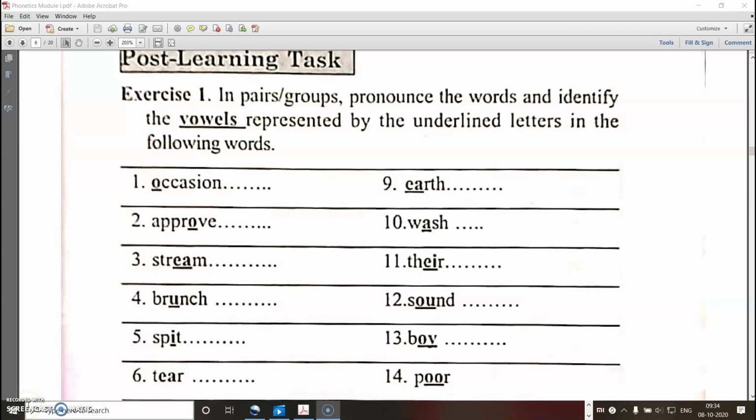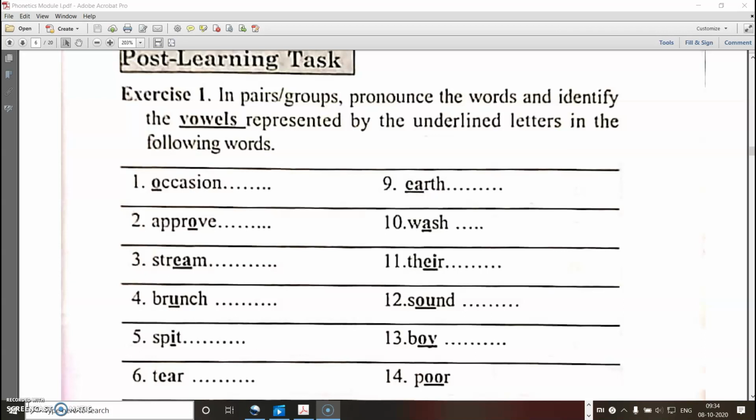Dear students, today let us do exercise number 1. In pairs or groups, pronounce the words and identify the vowels represented by the underlined letters in the following words. I will just give you a guideline on the first word, occasion, on how to do this exercise. We can do the rest of the exercises in a similar manner.